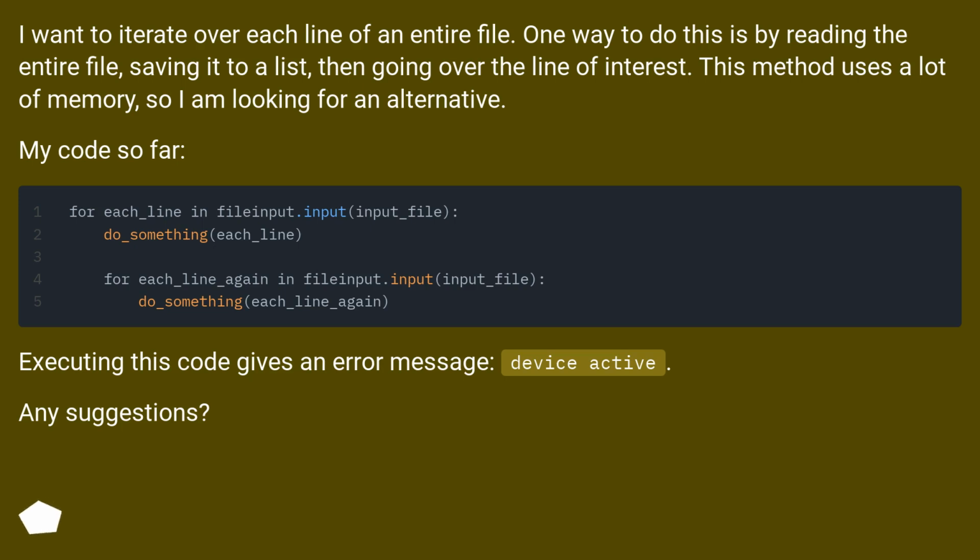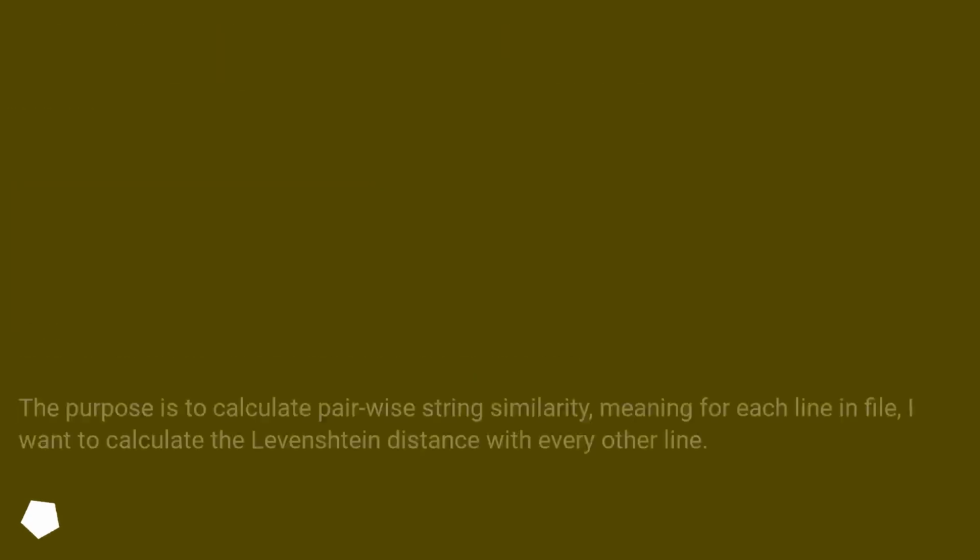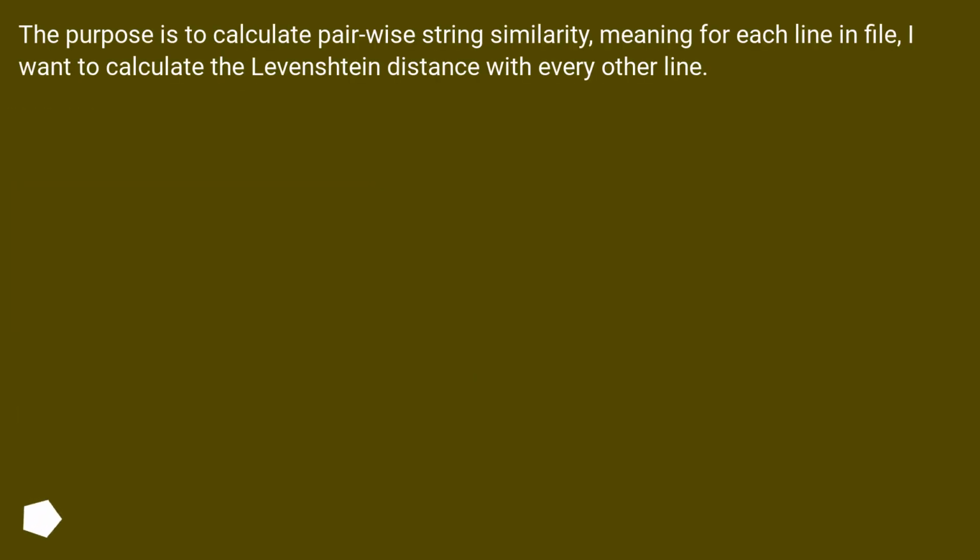My code so far. Executing this code gives an error message, "device active". Any suggestions? The purpose is to calculate pairwise string similarity, meaning for each line in file, I want to calculate the Levenshtein distance with every other line.